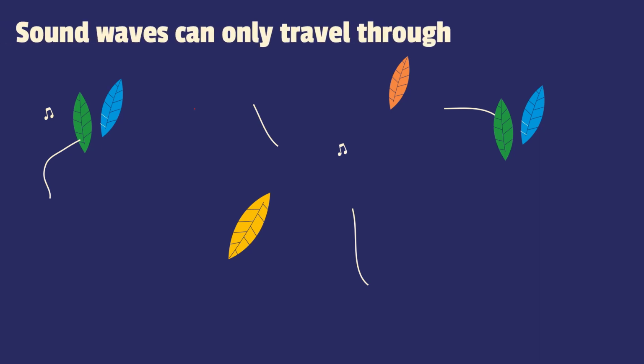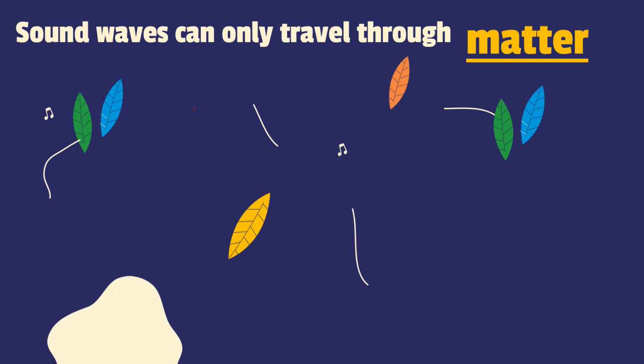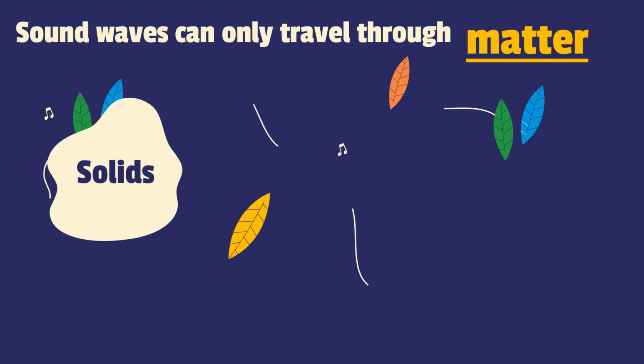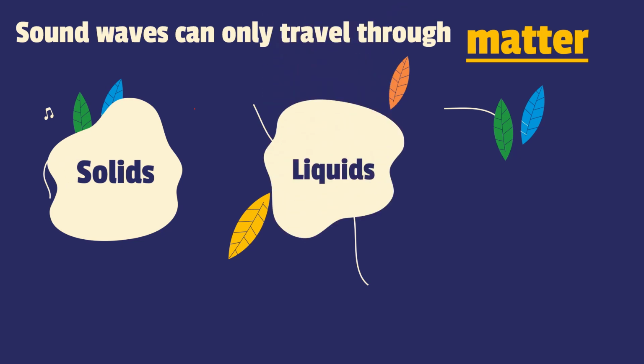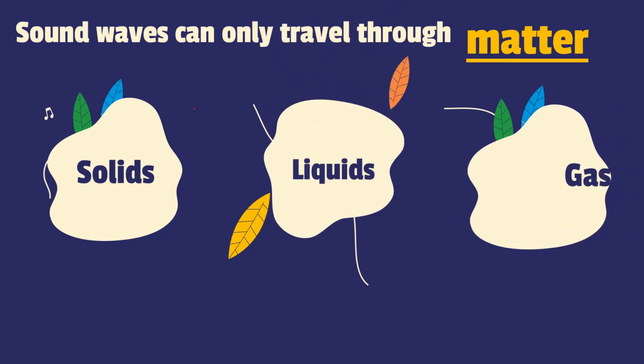Sound waves can travel through matter. So, ibig sabihin, ang sound waves, yung mga pwede niyang sakyan para siya ay makapag-travel, ay yung mga matter. Na ano-ano ba yung matter na pwedeng sakyan ng sound waves? Ito yung mga solids, mga liquids, at yung mga gas.